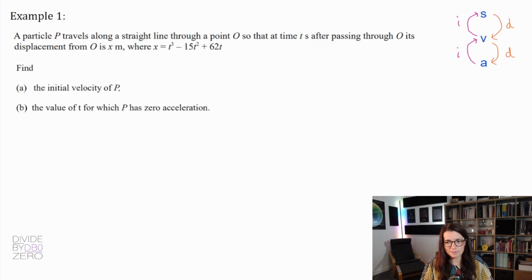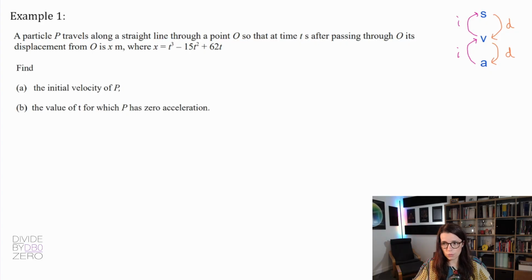Example 1. A particle P travels along a straight line through a point O, so that at time t seconds after passing through O, its displacement from O is x meters, where x is t cubed minus 15t squared plus 62t. Find the initial velocity of P. So I've got SVA in the corner there as a reminder.